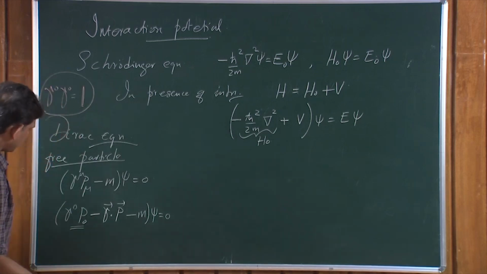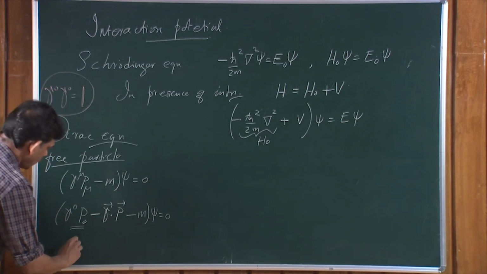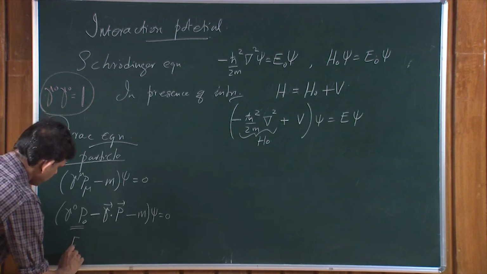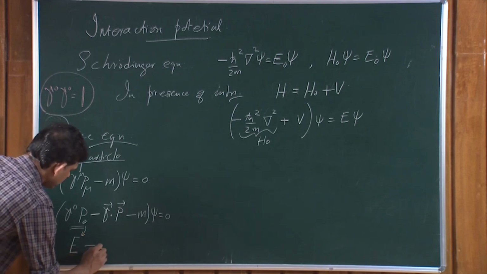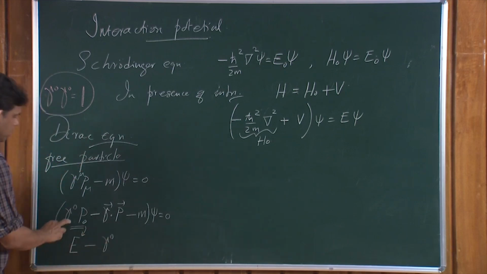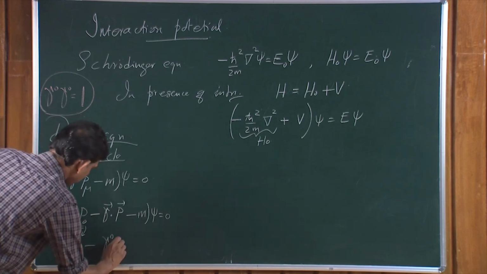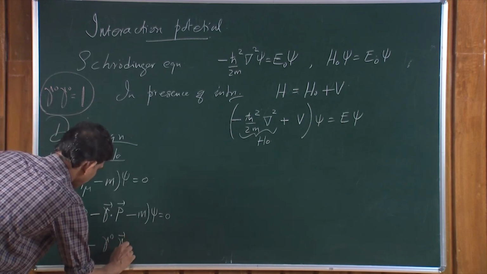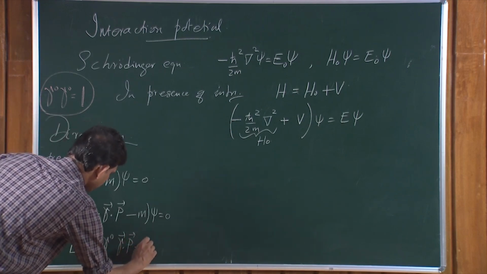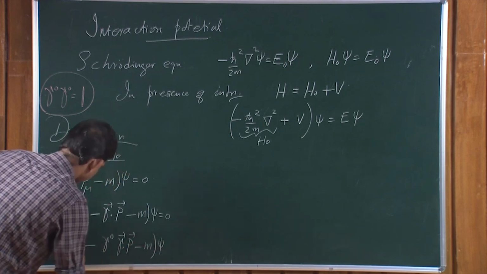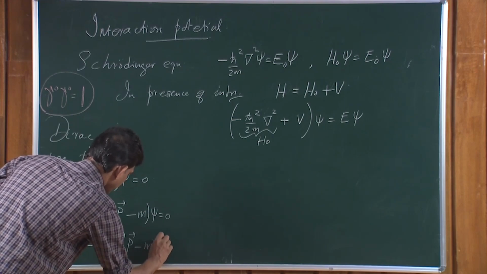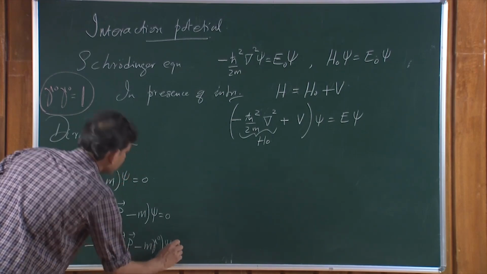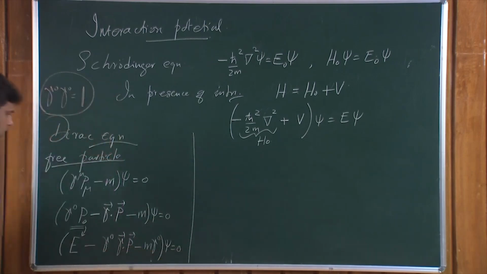Let me use that property and multiply this by gamma 0, and then I have P 0 equal to the energy, minus gamma 0 gamma dot P, minus m gamma 0 psi. So, I have multiplied every term by gamma 0. This is essentially what we have in the case of the free particle.